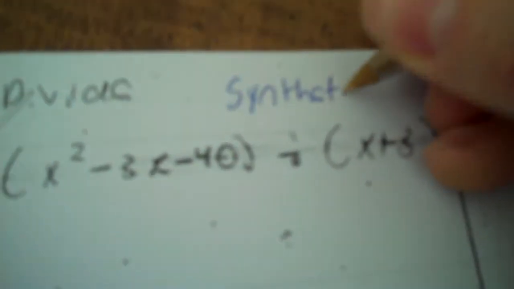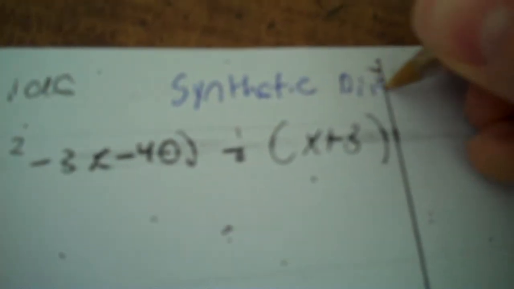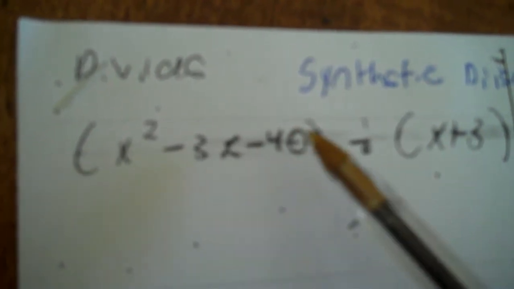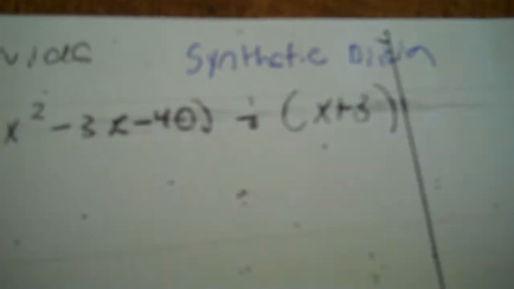Okay, I'm going to introduce everybody to a new concept. It's not hard, you just got to pay attention. It's called synthetic division, okay? It's how you divide algebra expressions. x to the second minus 3x minus 40 divided by x plus 3, okay?